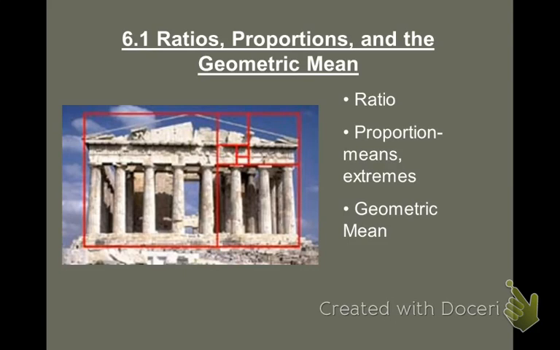Section 6.1 is on ratios, proportions, and the geometric mean. So in this section, we're going to talk about ratios, we're going to solve some proportions, we're going to talk about the vocabulary of proportions, means, and extremes, and then we're going to do some problems on geometric mean.